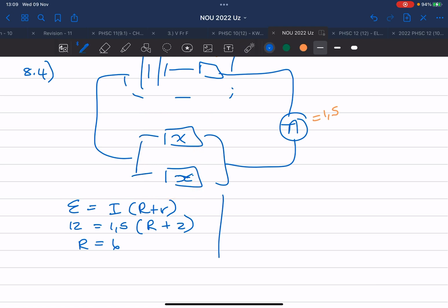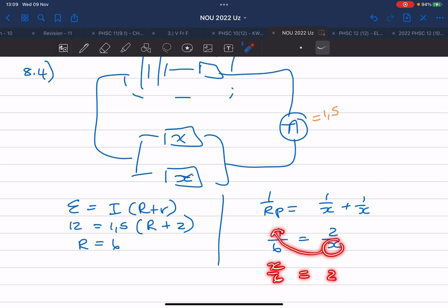Okay, so ek gaan sê reg, 1 over r parallel is 1 over x plus 1 over x. So ek gaan sê 1 oor 6, 1 over 6 is 1 over x, is actually 2 over x. Okay, en dan hoe gaan jy hierdie uitwerk? You take x to the other side. So then it's x over 6 equals 2, and then you take the 6 to the other side and it becomes the 12. So x is 12 ohms.